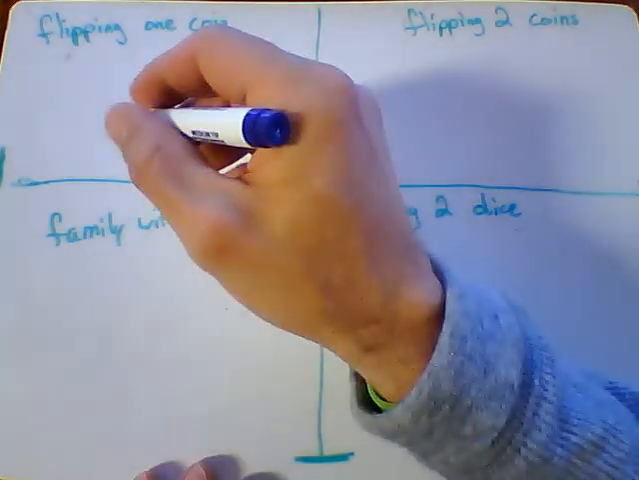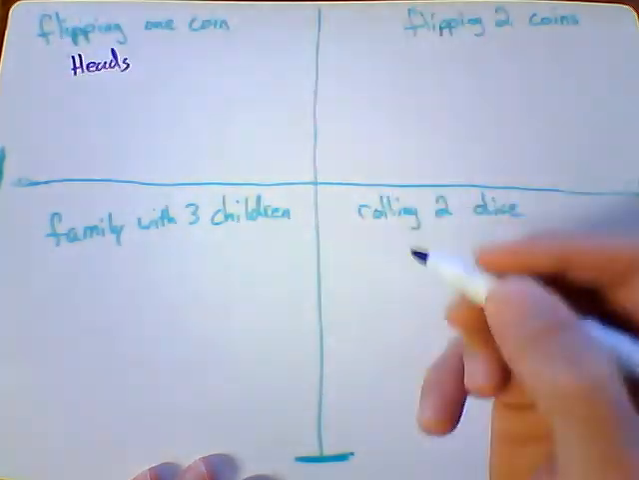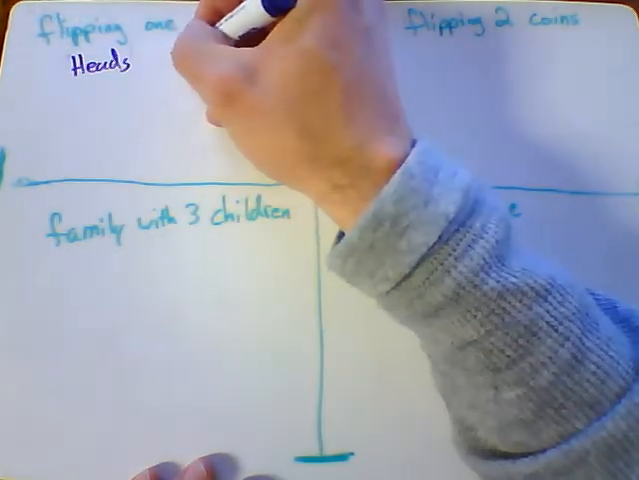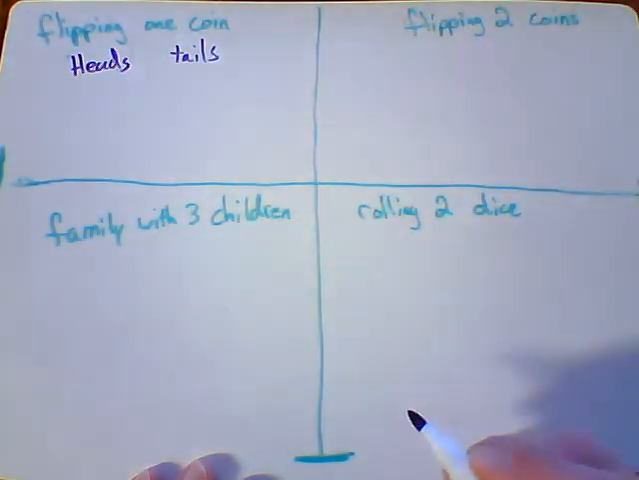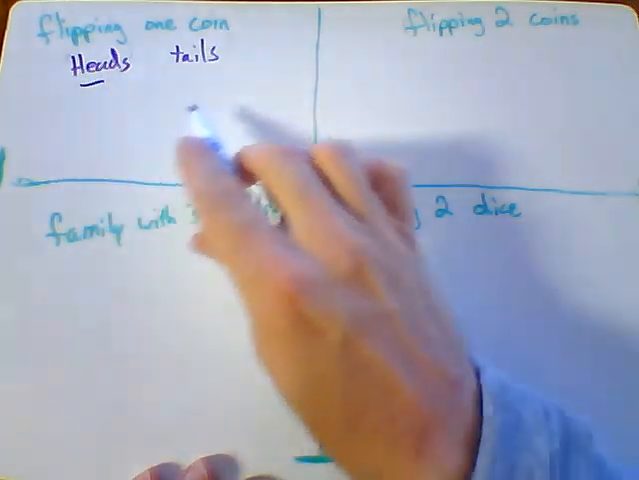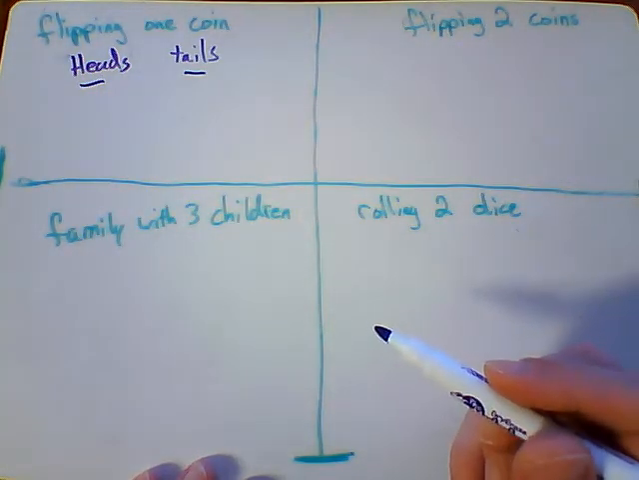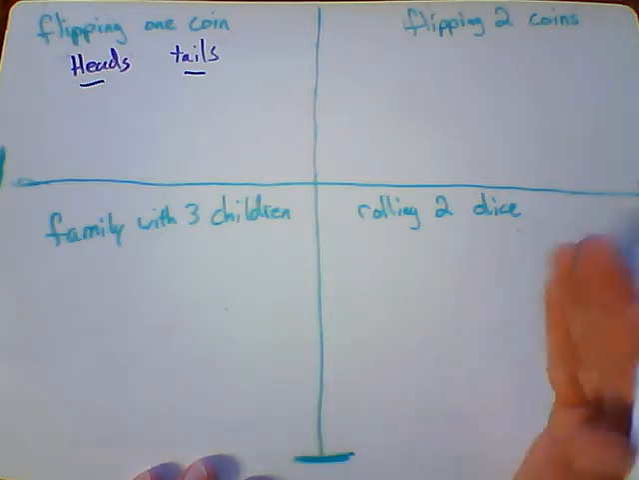So if I'm flipping one coin, that means I could get heads or I could have tails. That is the entire sample space. Those two things. Because either I'm going to have heads or I'm going to have tails. All right? It's not one or the other. You list out the whole thing.